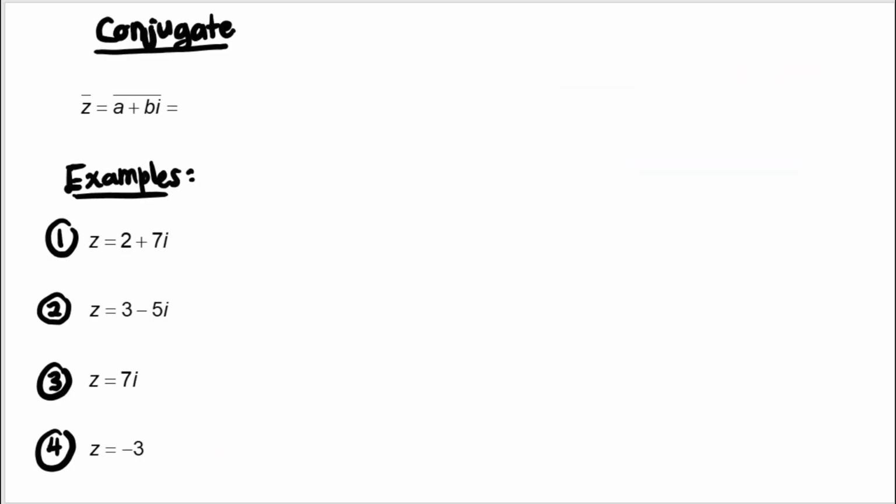Now let's move to the concept of the conjugate of a complex number. Suppose we have z, which is given by a plus bi. The conjugate will be labeled by z bar. So we take a plus bi with the bar, and this is actually given by a minus bi. For example, suppose we have z equal to 2 plus 7i. If we want to find the conjugate, we just need to change the sign of the imaginary part. So 2 minus 7i.